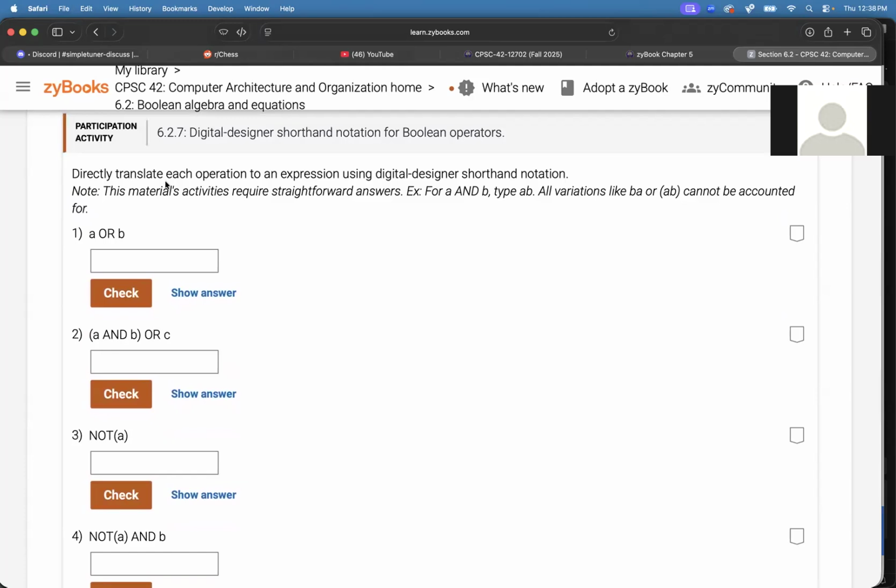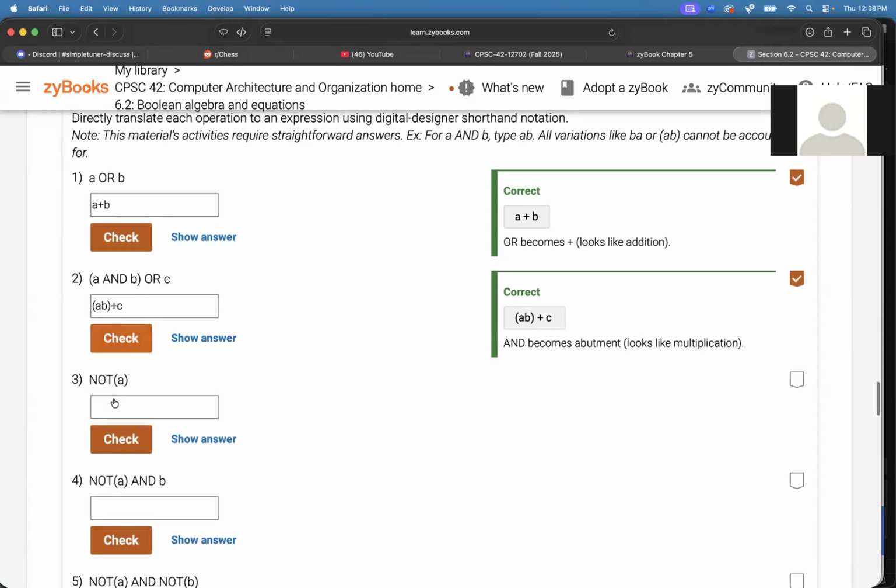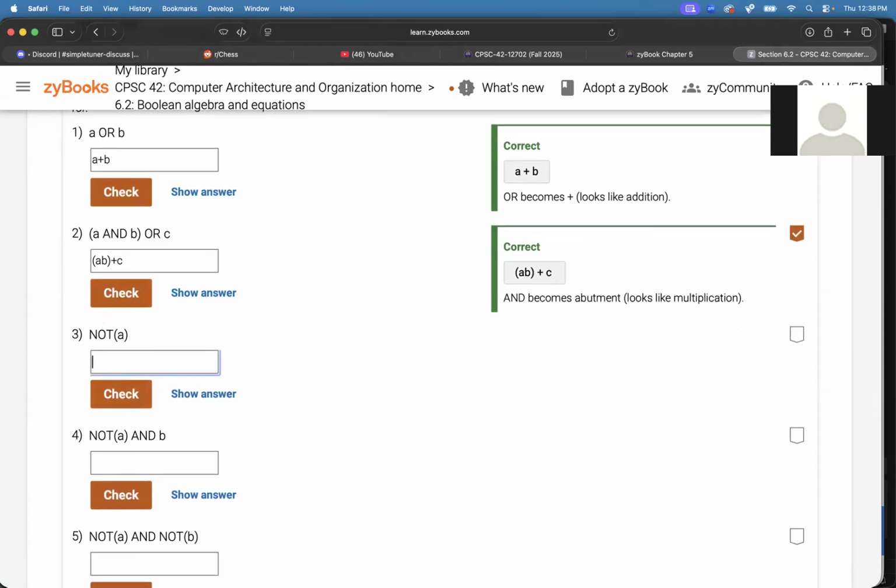What are we doing here? Translate each operation to an expression. So A or B, right? So they want us to use pluses and multiplications. A and B. So that's AB or C. Don't really need the parentheses. Not A. That's an apostrophe there.